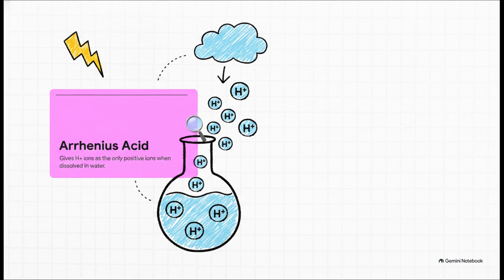An Arrhenius acid is a substance which, when dissolved in water, gives H plus ions as the only positive ions. म्हणजेच पाण्यात विरघळल्यावर H plus ions तयार करणाऱ्या पदार्थाला Arrhenius acid म्हणतात. That H plus ion is literally the absolute signature of an acid.